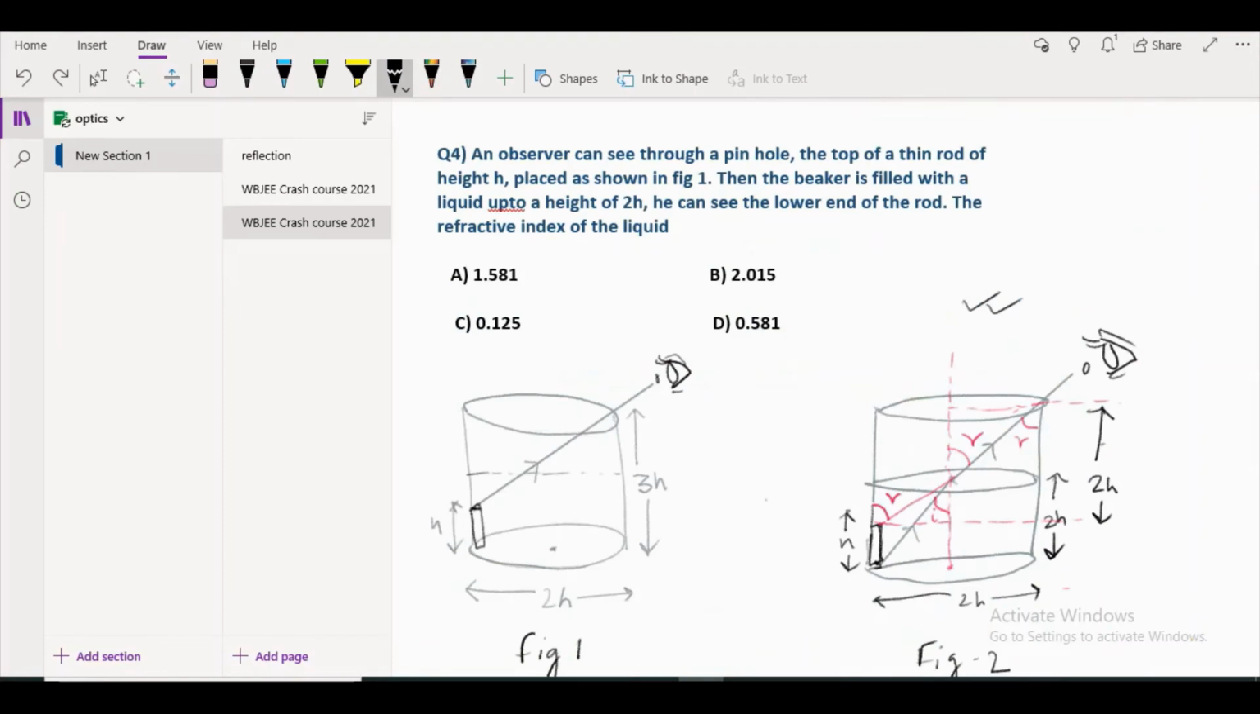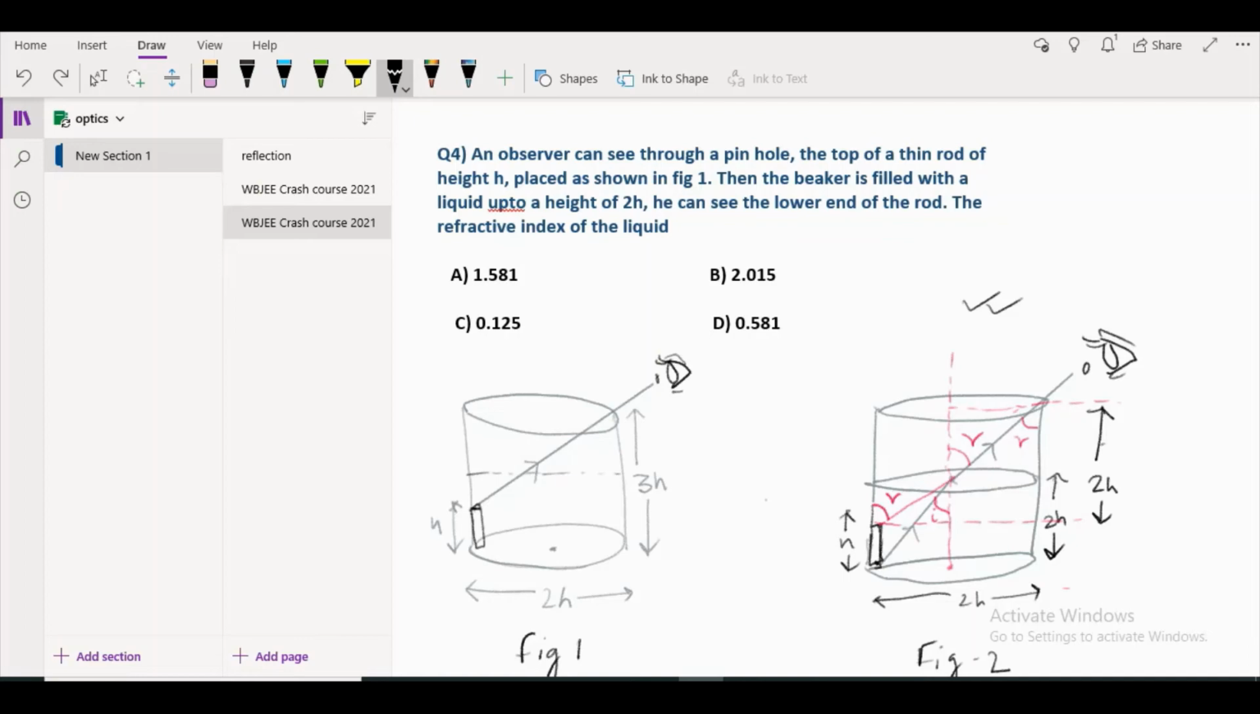Moving on to the next sum. An observer can see through a pinhole the top of a thin rod of height h placed as shown in figure 1. So look at figure 1. The beaker is of height 3h and the rod is of height h, which is placed inside the beaker. So when there is no fluid, the light ray from the top of the rod reaches the eye through the pinhole directly. Now what happens?